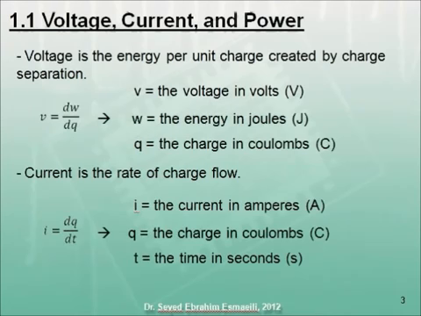We will begin by defining the voltage, current, and power. The voltage is the energy per unit charge created by the separation of charges. The voltage can be expressed in differential format as V equals dW over dQ, where V is the voltage in volts, W is the energy in joules, and Q is the charge in coulombs. The current is the rate of charge flow and is given by I equals dQ over dt, where I is the current in amperes, Q is the charge in coulombs, and t is the time in seconds.